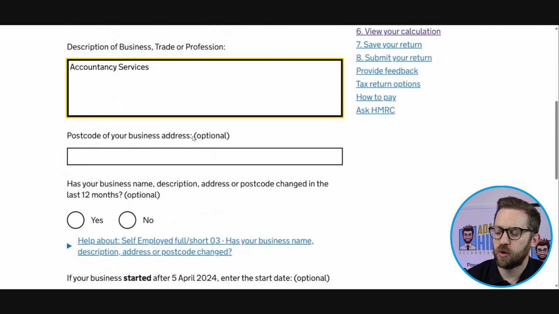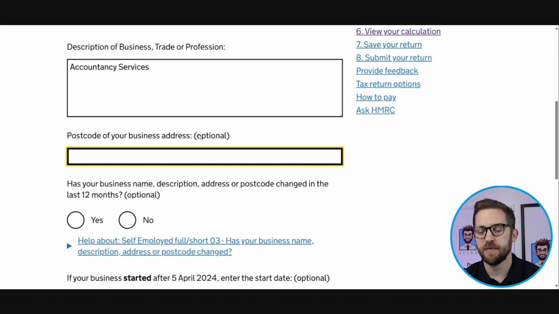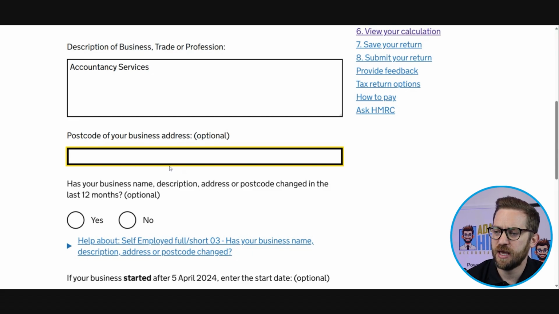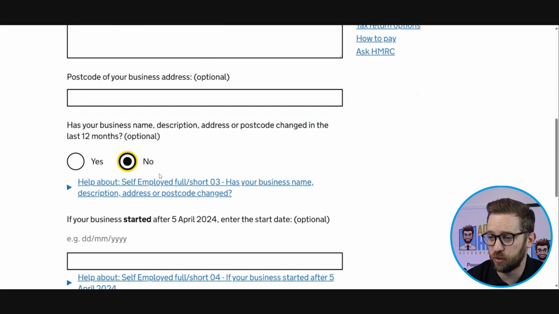Now just know, quite a lot of these are actually optional, so you'll see them marked on the right hand side. You don't necessarily need to provide that information if you don't want to. However, I always think if it's going to be useful for HMRC, then make sure you put something in there. If it's optional and it's not going to benefit them in any way, then you don't necessarily need to provide it. Has your business name description changed in the last 12 months? Mine has not. Again, I can tick no, but it's actually optional.